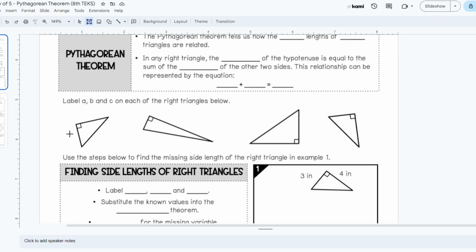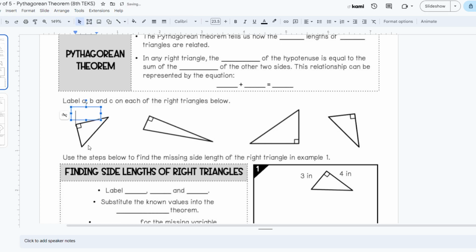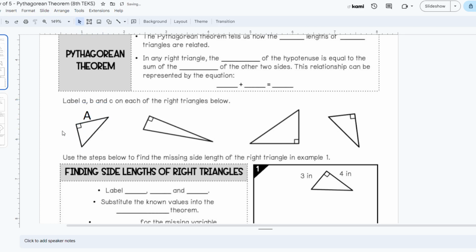So let's label these together. So here's our right angle, and we know that A and B are always going to be right next to our right angle, or that's called adjacency. So A is going to be here, or you could also say A is here. Either one works. B is going to be here, because remember, they're both legs and they're both next to our right angle.